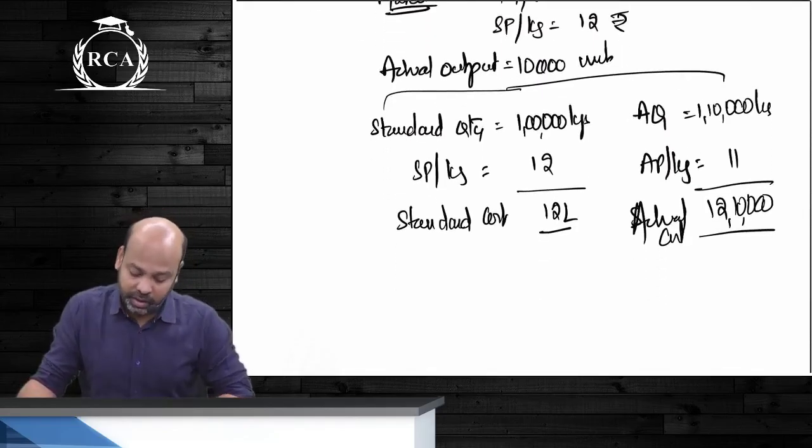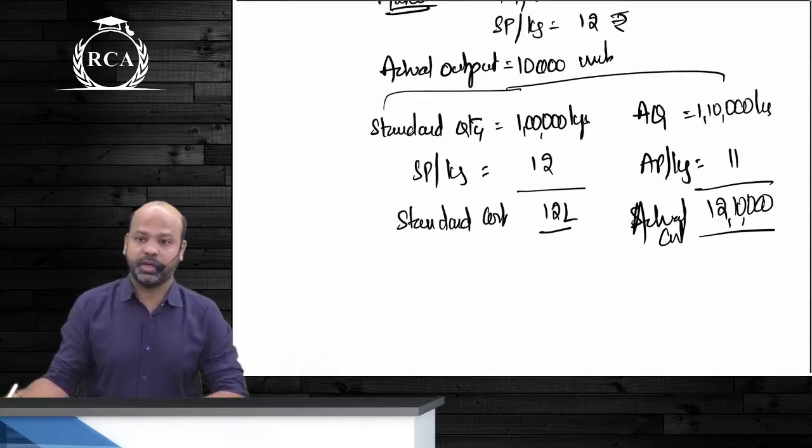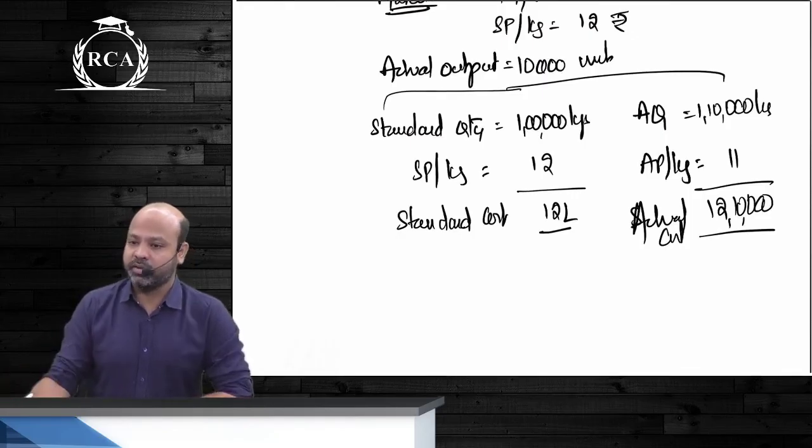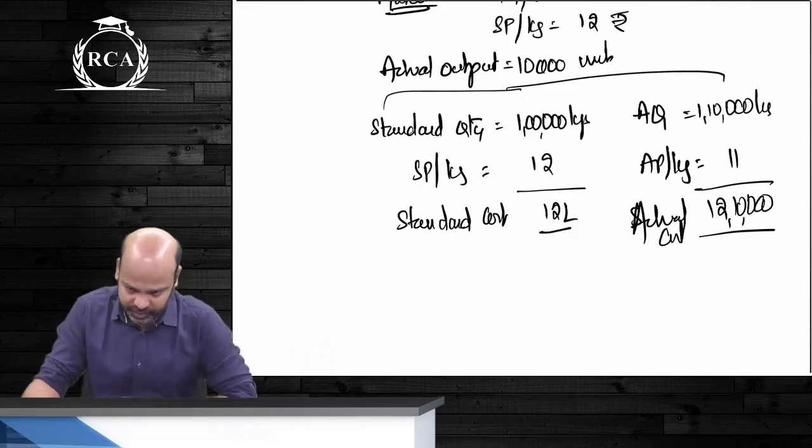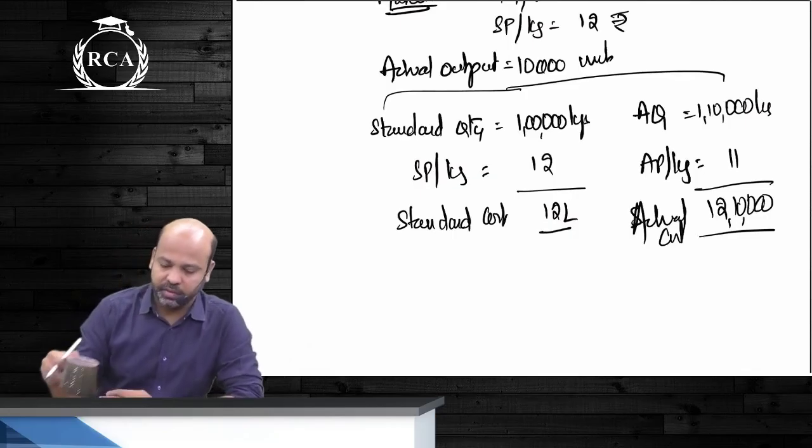Standard cost was 12 lakh rupees. Actual cost is 12 lakh 10,000. Is there a variance that is arising? Favorable or adverse? What do you understand by a favorable variance? What do you understand by an adverse variance?